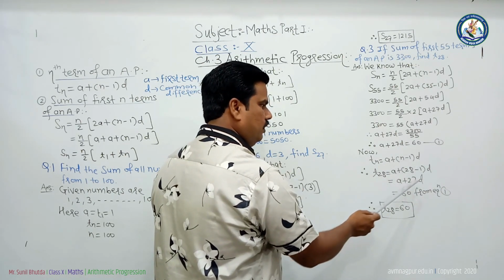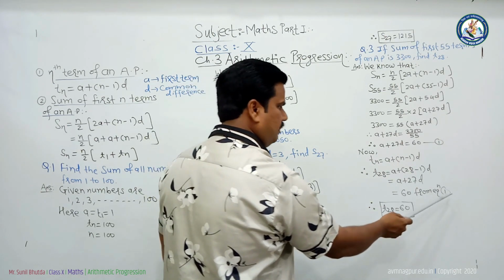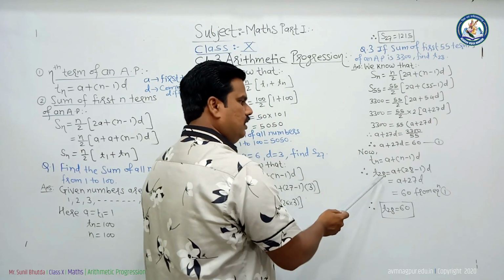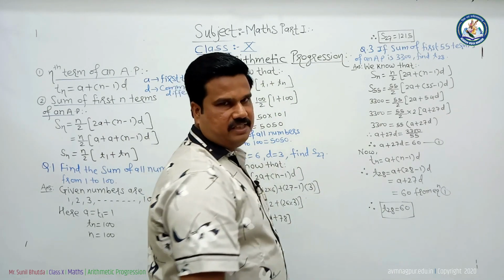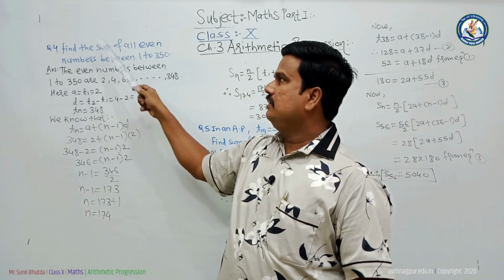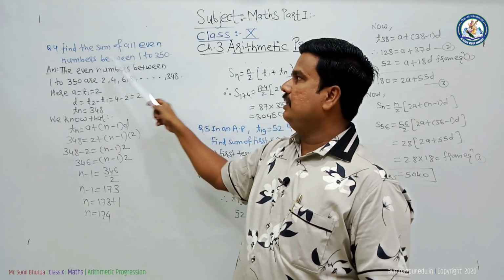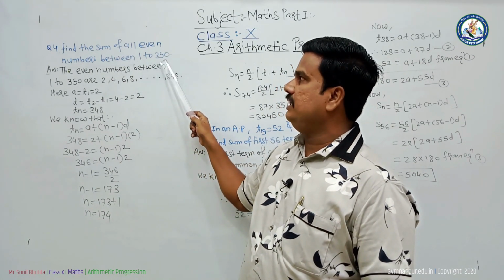Therefore, I have put the value of a plus 27d equal to 60 from equation number 1. Therefore, the 28th term of an AP will be equal to 60. Now, in this question, we have to find the sum of all even numbers between 1 and 350.